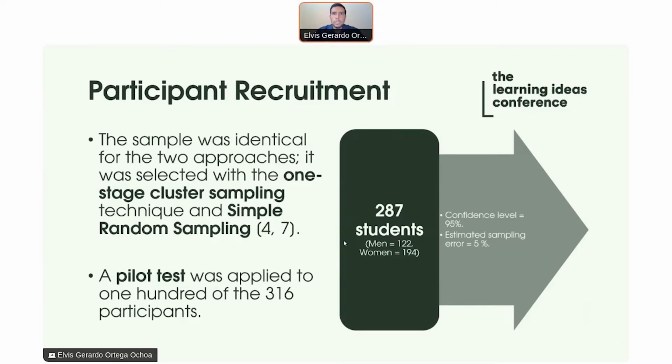They were mostly in the age range of 30 to 39 years. Simple random sampling was applied to select clusters and participants. Moreover, a pilot test was applied to 100 of the 360 participants. After determining the sample size of each cluster, the participants were also selected using SRS.